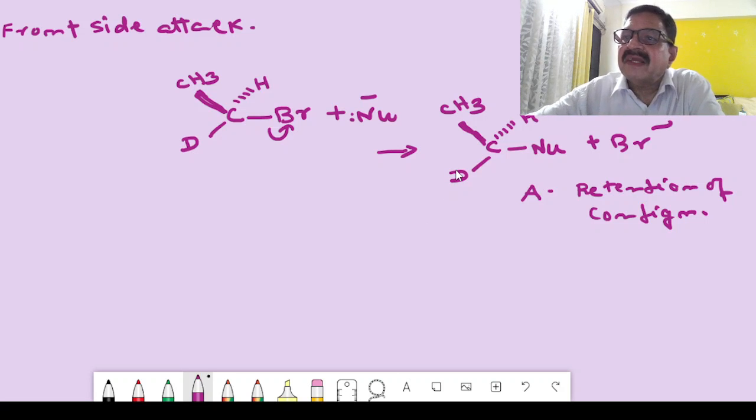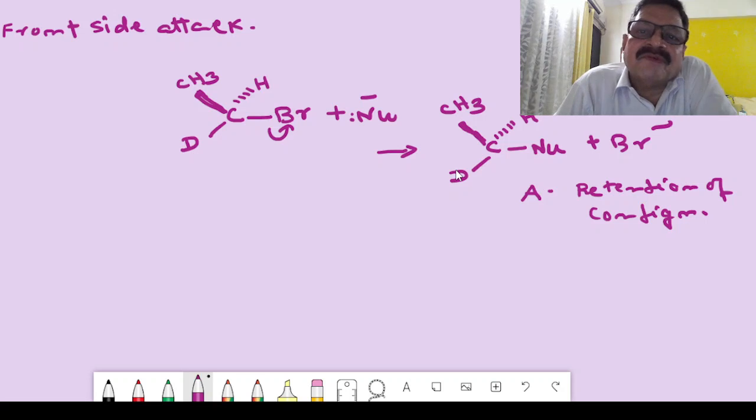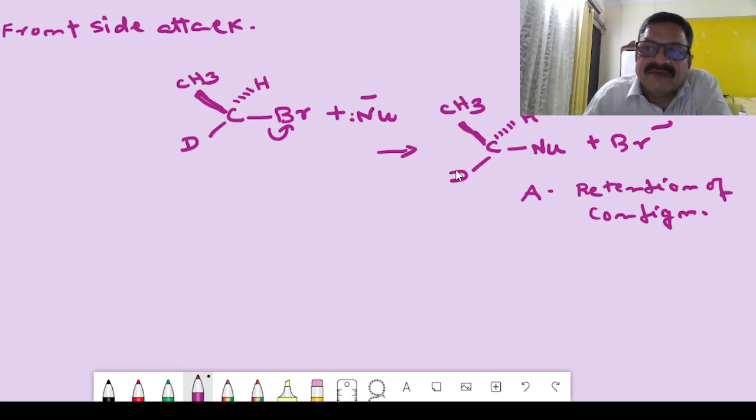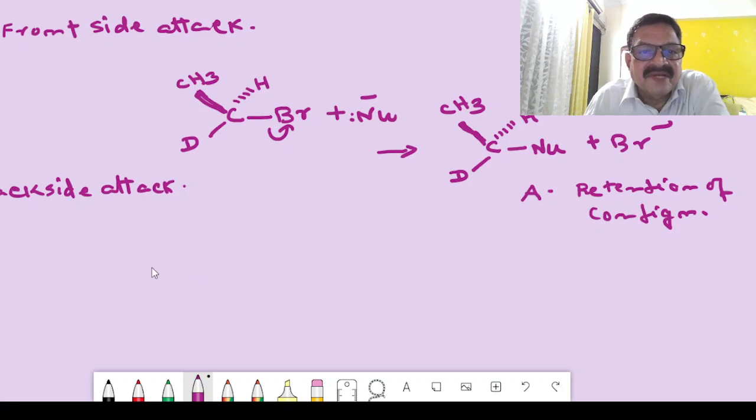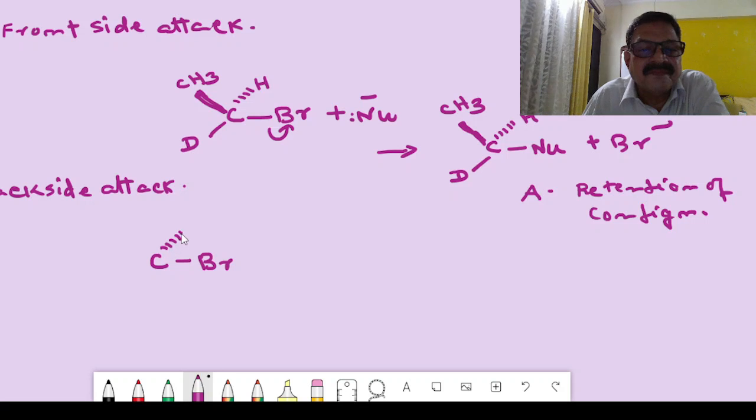Now let us see the backside attack. That is, the nucleophile is approaching from the side opposite to the leaving group. The nucleophile approaches from the opposite side to the leaving group. So what will be the nature of the configuration here? We will have to see the structural difference. Backside attack. In the same way, we can draw the same compound here. C-Br we can have. Then we will have our hydrogen behind the plane here.